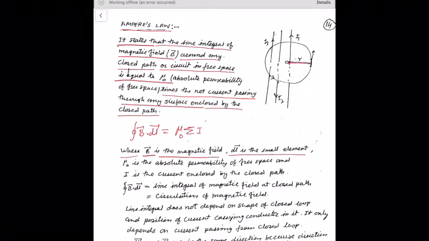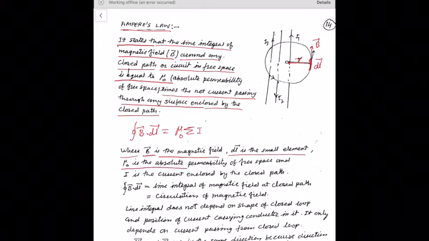Here B at a distance r is tangential in this direction. Here is the element dl vector, and mu naught is the absolute permeability of free space, and I is the current enclosed by the closed path.